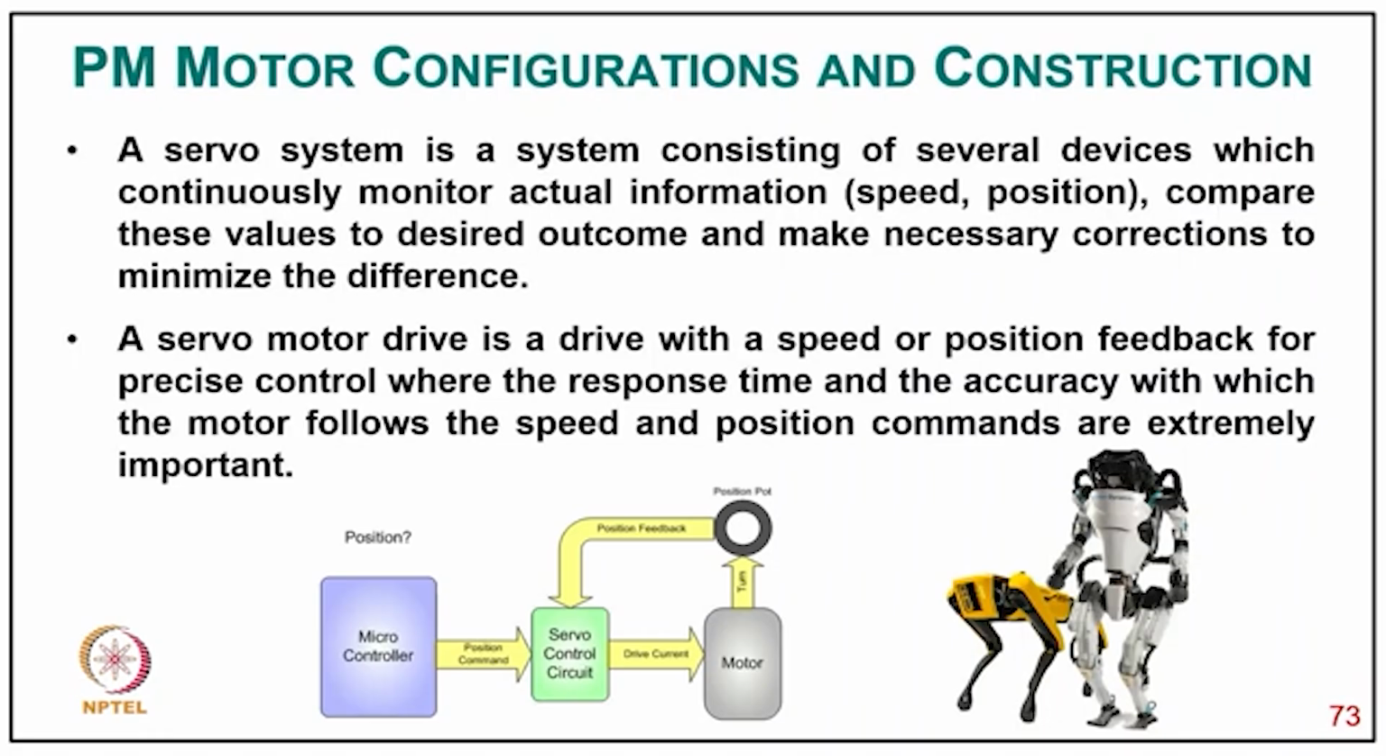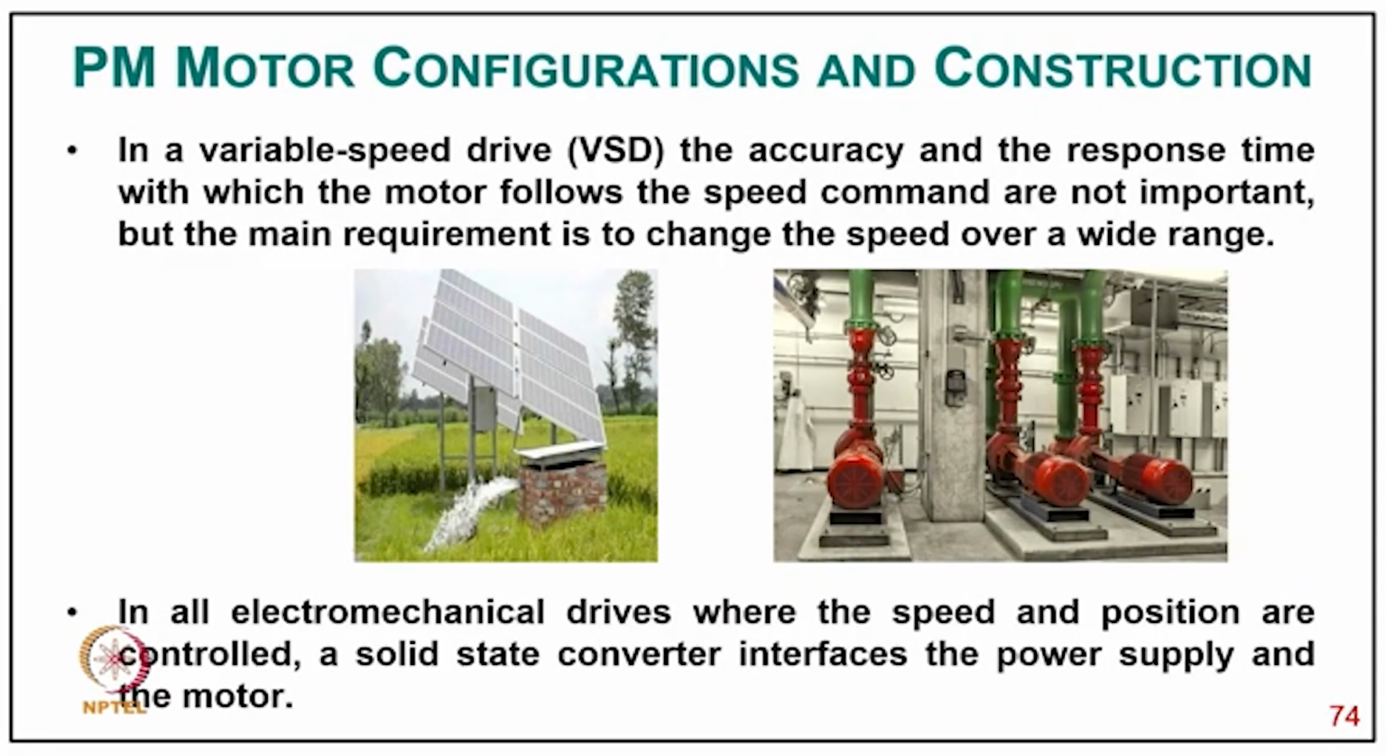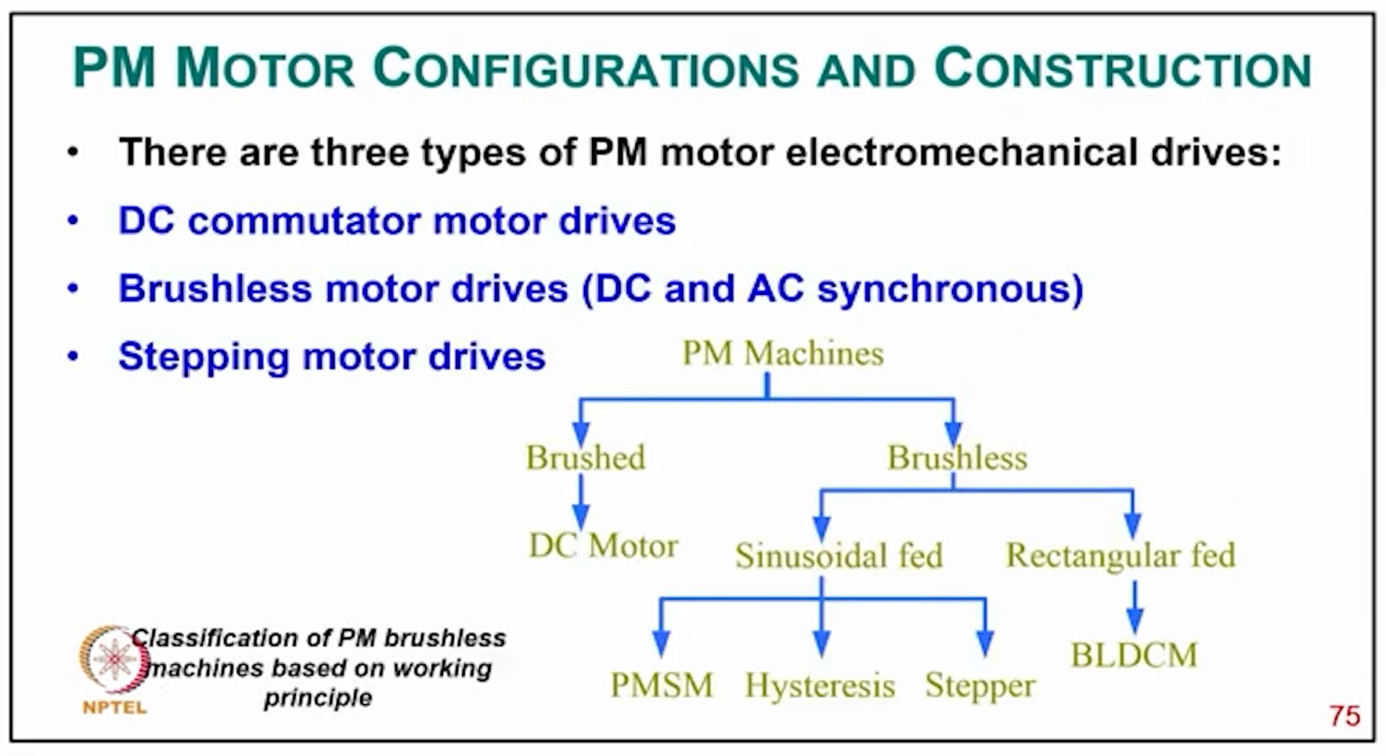As you can see here, this particular motor is operated from a microcontroller, typical of robotics applications. In a variable speed drive, the accuracy and response time with which the motor follows the speed command are not so important, but the main requirement is to change the speed over a wide range so that it meets the requirements of the application. So in all electromechanical drives where speed and position are controlled, a solid state controller interfaces the power supply and the motor, as you can see in solar water pumping or pumping systems.